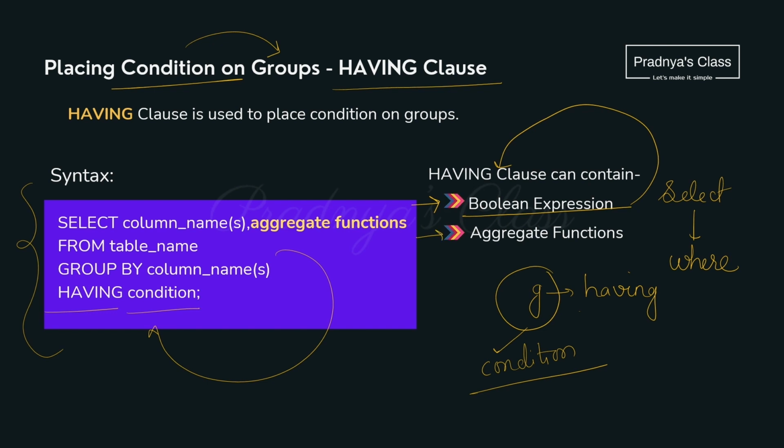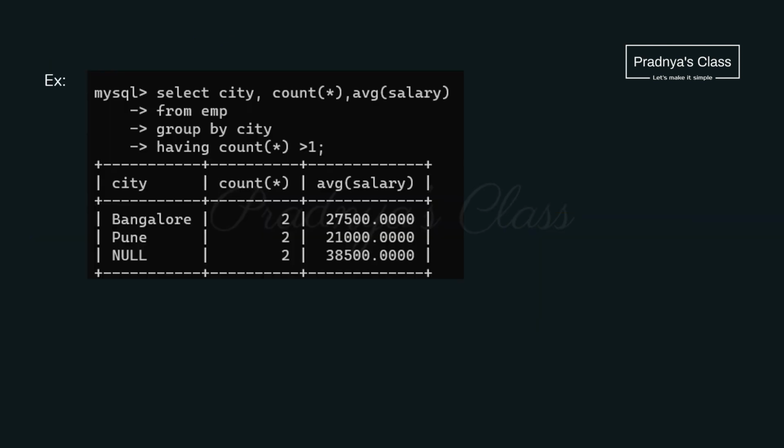Now let's consider one example where we are writing aggregate function with the having clause. Look at the query carefully. We are doing grouping based on city. So we need to display that field. And there are two aggregate functions. The first is count star and the second one is average of salary. Now look at the condition. We are using here aggregate function. Count star greater than 1.